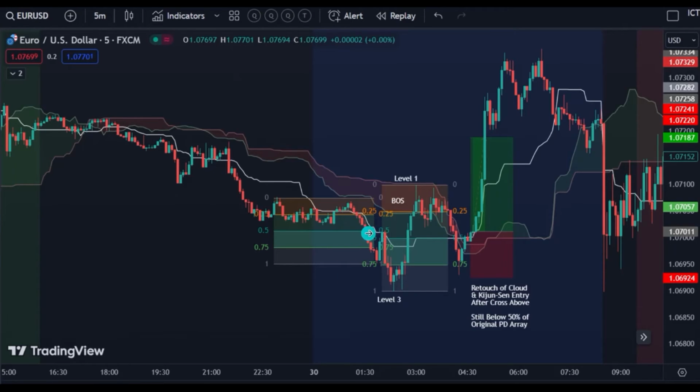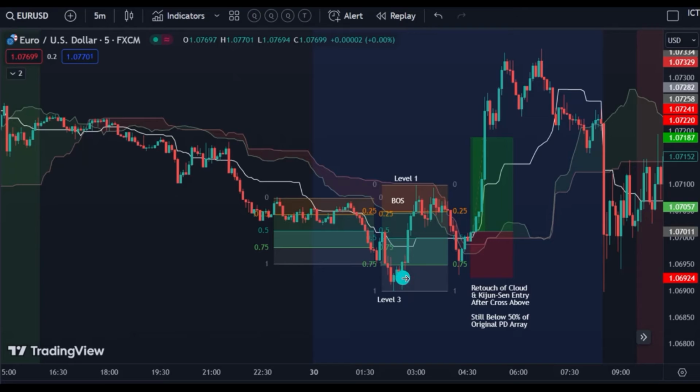You could have taken a trade at the beginning of the London session to the downside, but sometimes it's better just to wait and let price give you more information before you place your trade. And here we see price is rejected from the cloud. It comes down back below the 50% of equilibrium on our updated PD array.